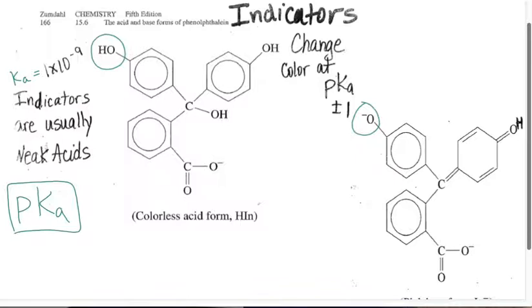So if we look at this, this is phenolphthalein. Phenolphthalein has a Ka of 1 times 10 to the negative 9th. At what pH, then, does phenolphthalein actually change color?